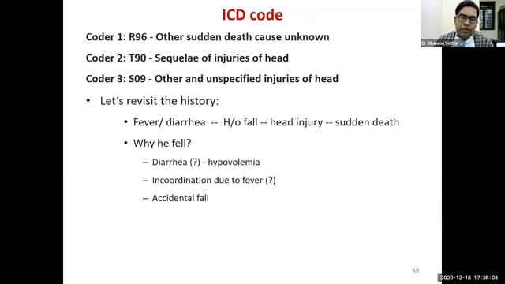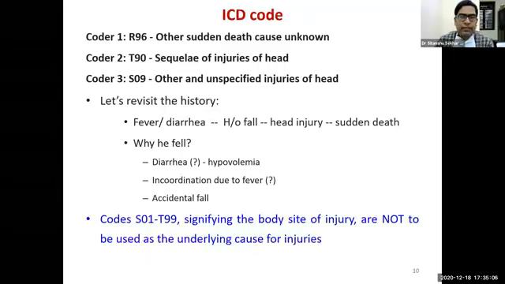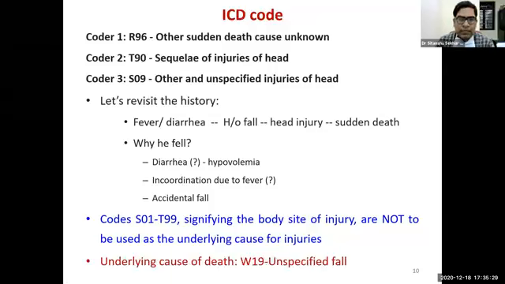Can it be an accidental fall? Probably that is what we can think, because the other codes like S01 and T99, as was told, signify the body injury. Many people usually go for the injuries of the head, which is not the code to be used, because codes signifying the body site of injury are not to be used for underlying cause of injuries. Hence, we went for the W19 unspecified fall category. So this is how this was coded. Different people got different coding for underlying cause for this, but unspecified fall.